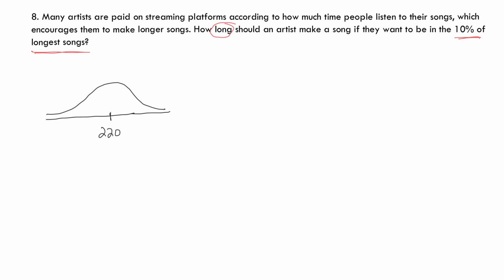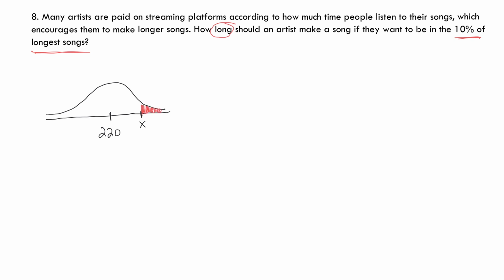So if we want to find the 10% of the longest song, we're actually looking for the top 10% of this density of normal curve. So if you guys label more or less right here, I don't know what this value is. I'm going to put an X right there because that's what we want. We want to know how long the song has to be in order to be on the top 10%. And the top 10 is on the right side of the value.